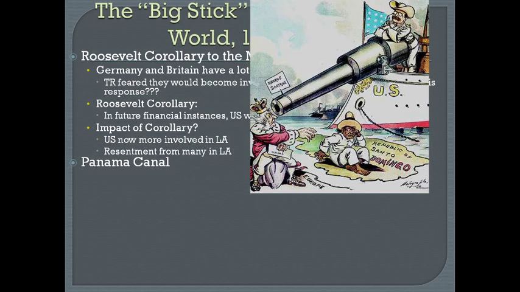Next, we have the Panama Canal. The canal was very vital to U.S. interests because it would cut down travel time for shipping.